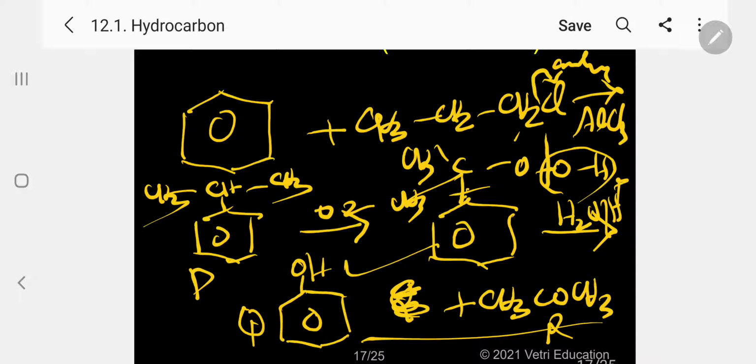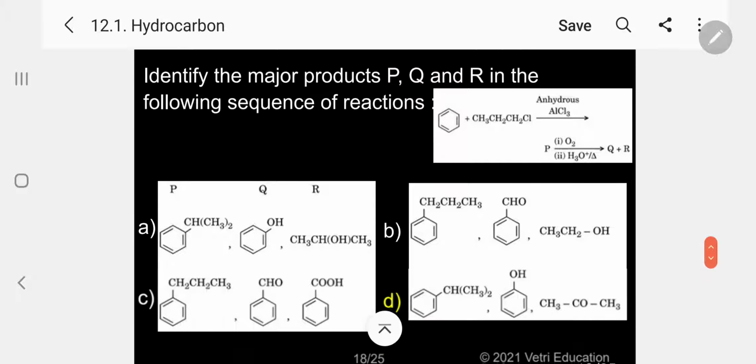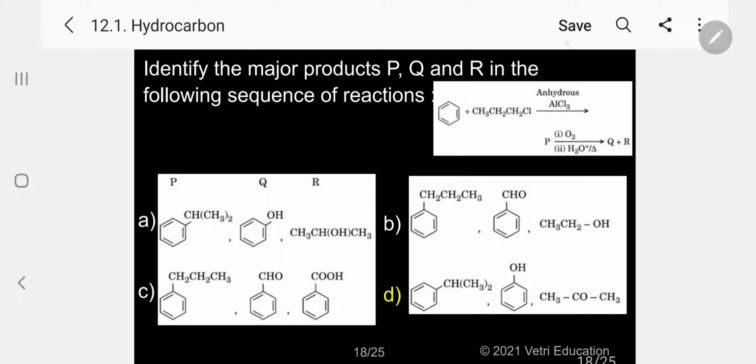So now we have identified P as cumene, isopropyl benzene, Q as phenol, and R as acetone. Now we have to find this answer from the options. The correct answer is D. The first one is P, the cumene, isopropyl benzene. Then Q is phenol, R is acetone. So I have very clearly explained the idea behind this question and the tricks involved here.